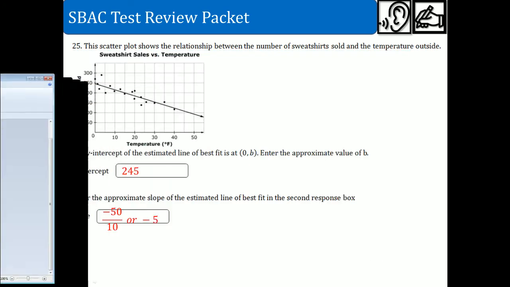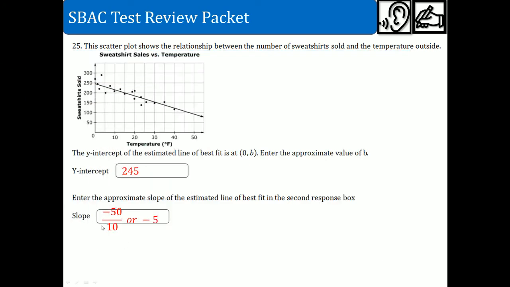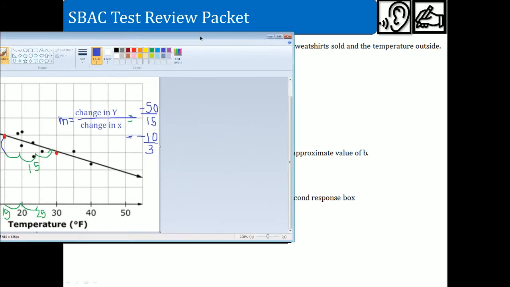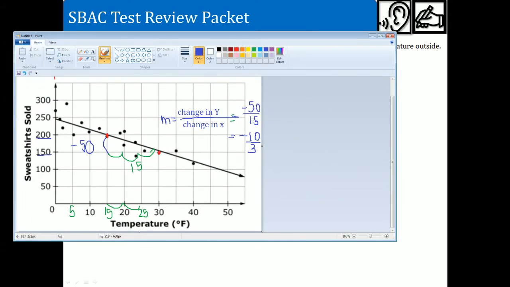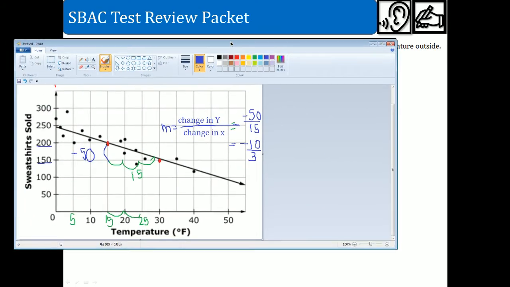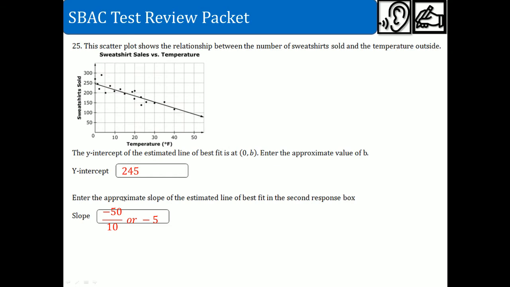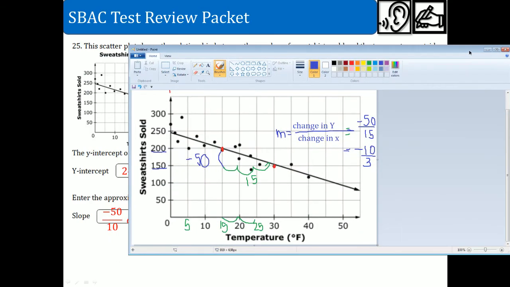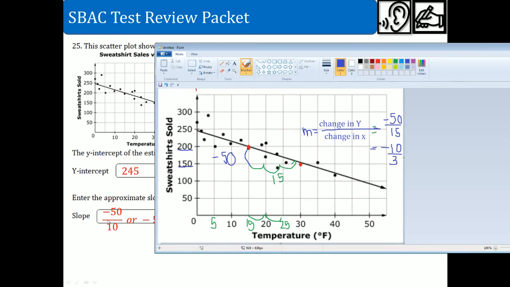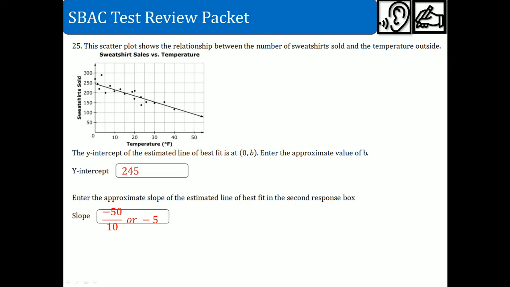So a lot of you are being like, wait, what's the acceptable answer? Is it negative 50 over 10 or is it negative 50 over 15? Remember, this is an approximation. I will accept negative 50 over 15 because it's approximate. It's close to the value of negative 15 over 10. Remember, the fact that the points are not always on the line, it becomes an approximation.